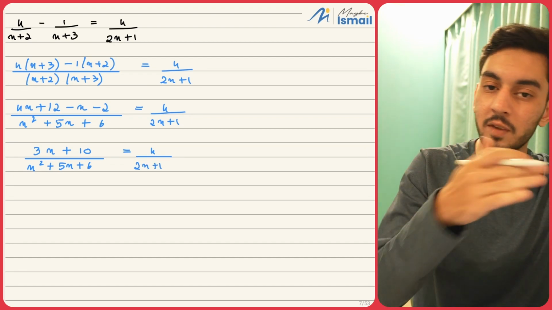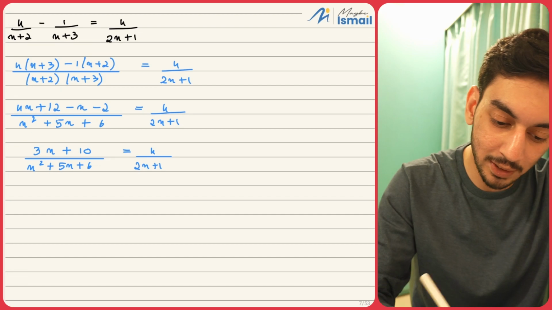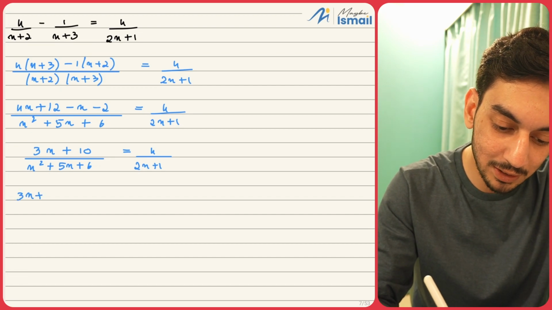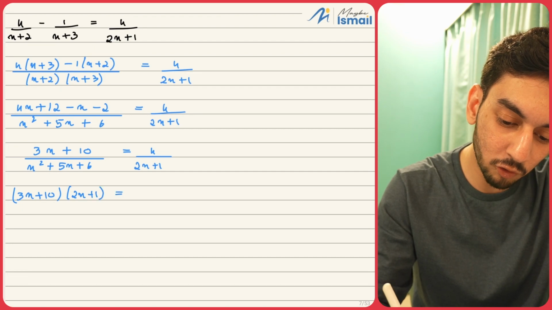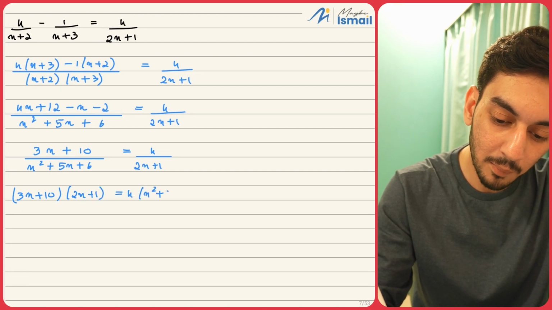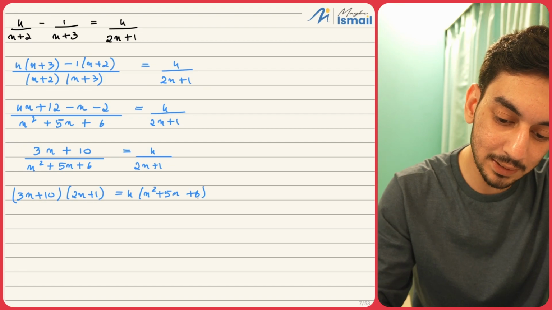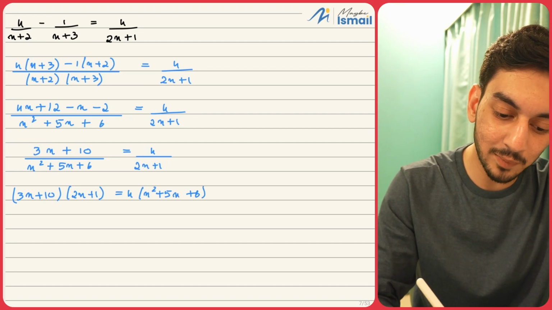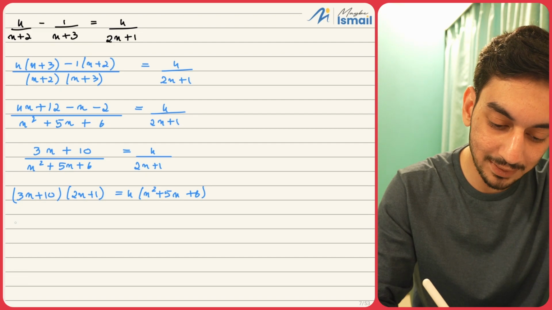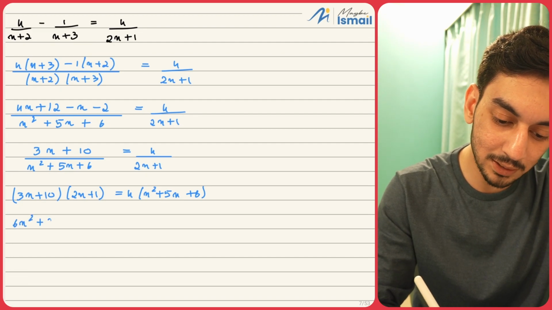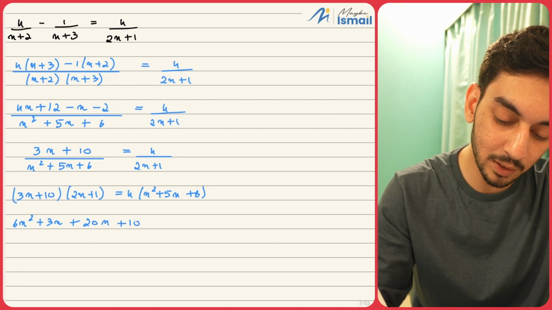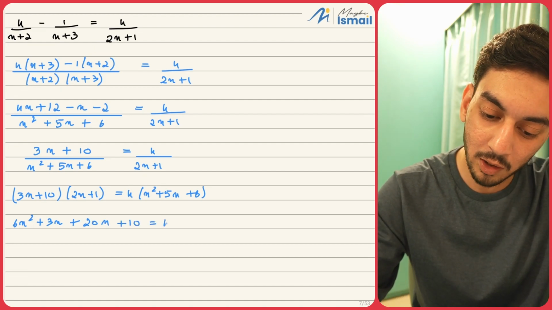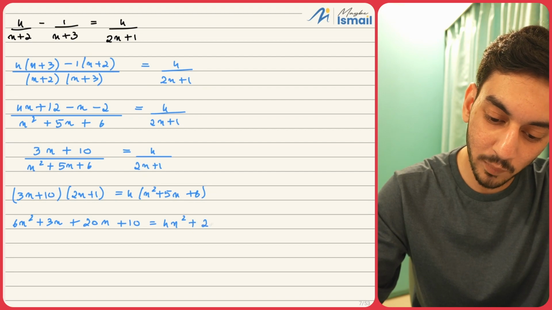Now, just shift the denominators to the sides and you can simplify it. So it becomes (3x plus 10) times (2x plus 1), that is equal to 4 times (x square plus 5x plus 6). Okay, let us simplify these brackets. So the 3x goes to both of them, so it becomes 6x square plus 3x. Now the 10 goes to both of them, so it becomes 20x plus 10 is equal to 4 goes to everybody, so 4x square plus 20x plus 24.